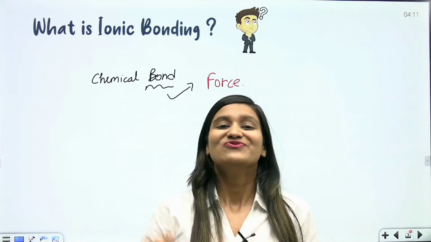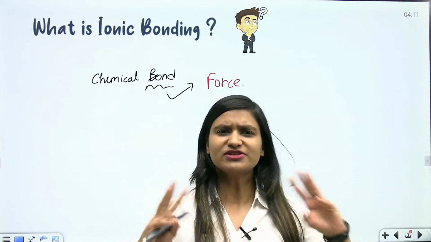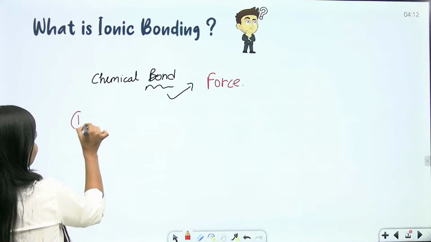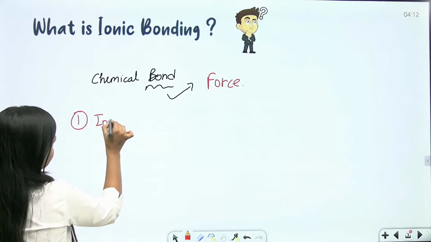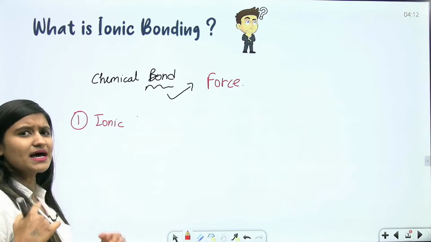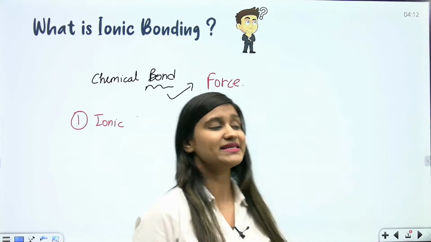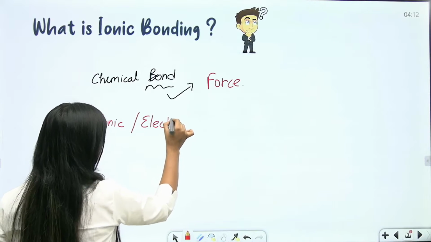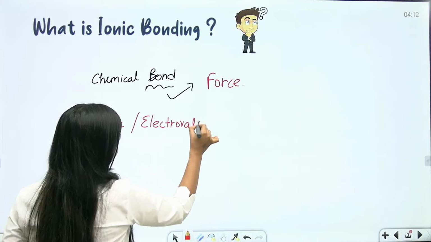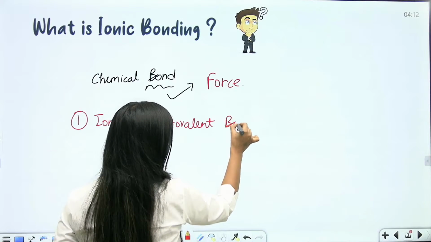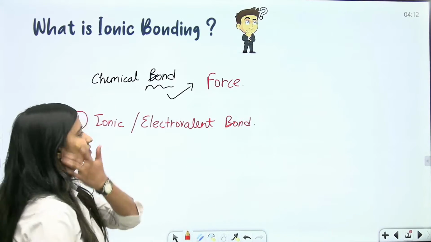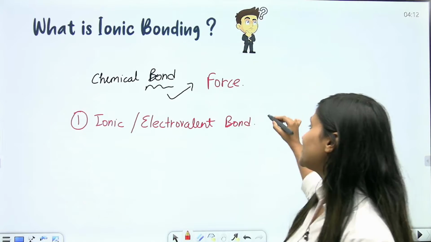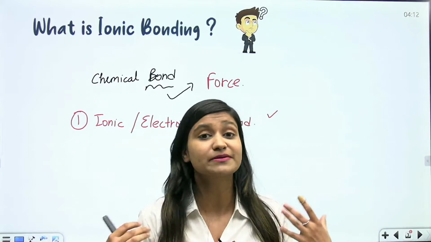Alright, listen to me. We need to study only three types of bonds. Number one is the ionic bond. Its alternate name is electrovalent bond. Alright. So this will be our main point in this particular meeting. That will be ionic or electrovalent bond.